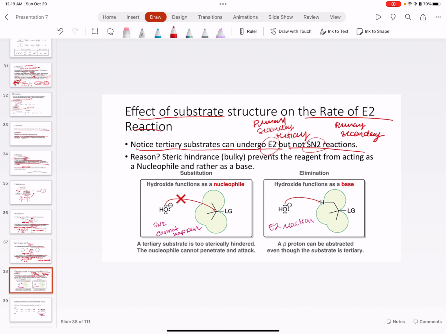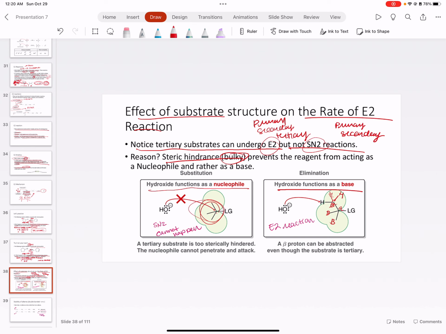So what's the reason? It's because of steric hindrance, or as I like to call it, bulkiness. It prevents the reagent from acting as a nucleophile. Like you can see, hydroxide functions as a nucleophile, but the thing is that this is too bulky. So SN2, which includes a nucleophilic attack, can't technically happen. Well, in elimination, hydroxide functions as a base, and it's able to, because remember that elimination has to do with that alpha and then that beta, right? So we have our carbon.